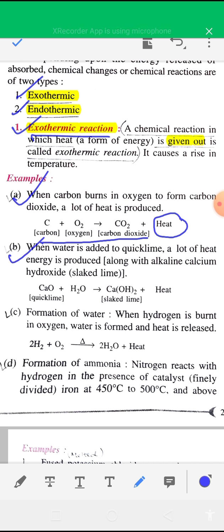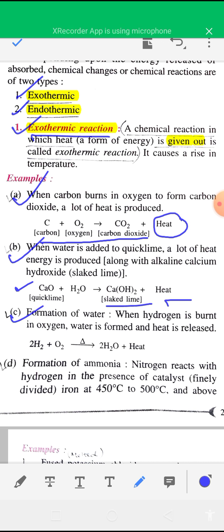Second example: when water is added to quicklime, that is calcium oxide, CaO, a lot of heat energy is produced. So this is also an example of exothermic reaction. The chemical reaction is CaO, quicklime, plus water gives slaked lime, calcium hydroxide, plus heat. So this is also an exothermic reaction.